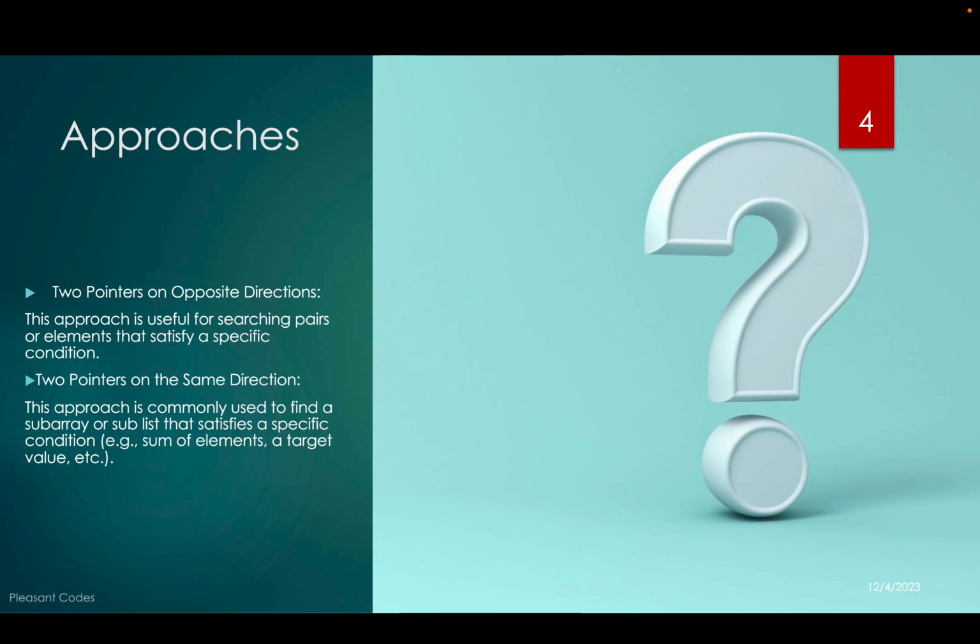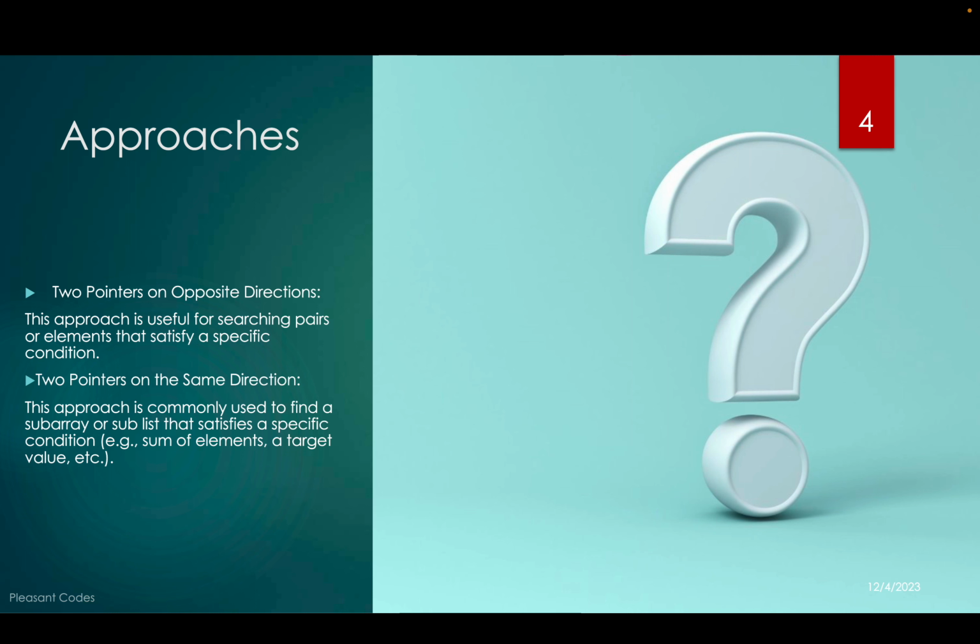So as we see, the first approach is where the two pointers move in opposite directions, right? One left pointer we initialize at the start of the input, and the right pointer we initialize at the end of the input array, right? So this approach is useful for searching pairs or elements that satisfy specific conditions.